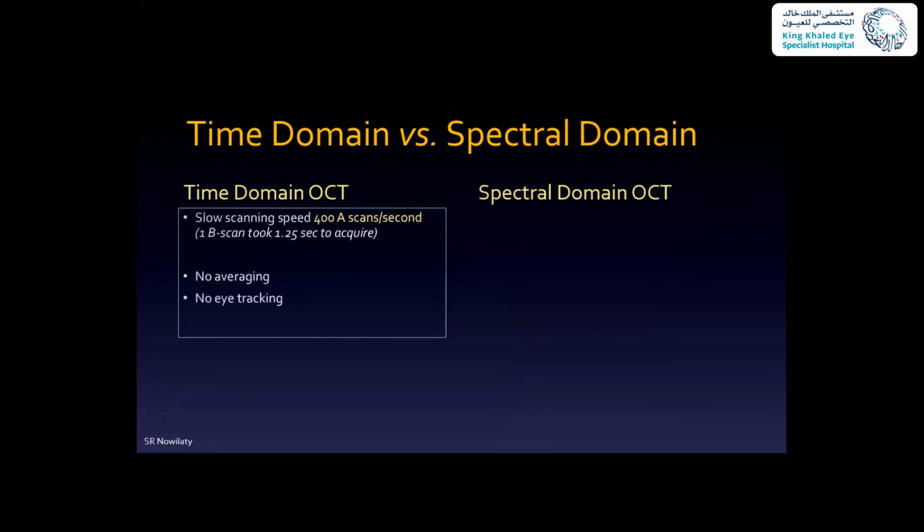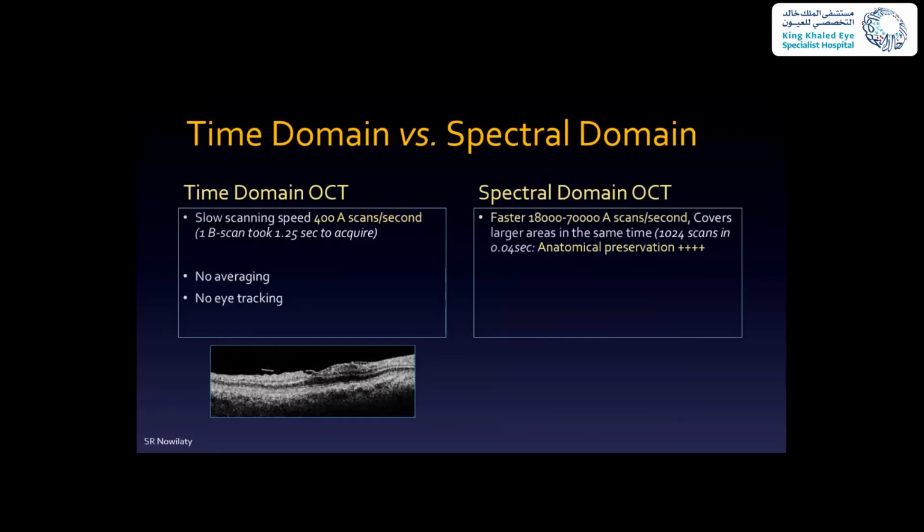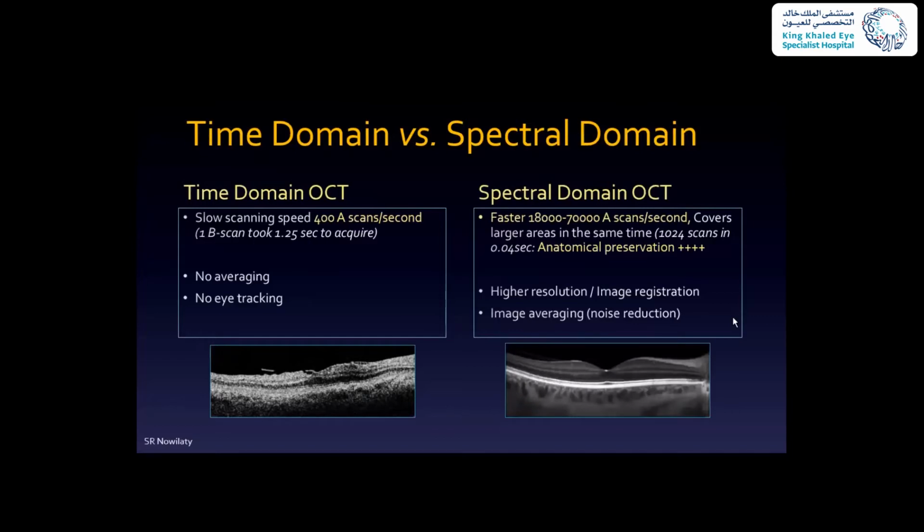We're not going to go into the details, but I need you to know one thing: in the past, the very first machines were time domain OCTs, which were quite slow and could not do any averaging, and there was no possibility of eye tracking. But the common machines that we use now, this is the kind of image that we used to get with a time domain OCT, but now we use much faster machines, and we call them Fourier domain or spectral domain OCT, SDOCT. This permits a very high resolution, tracking, and averaging.